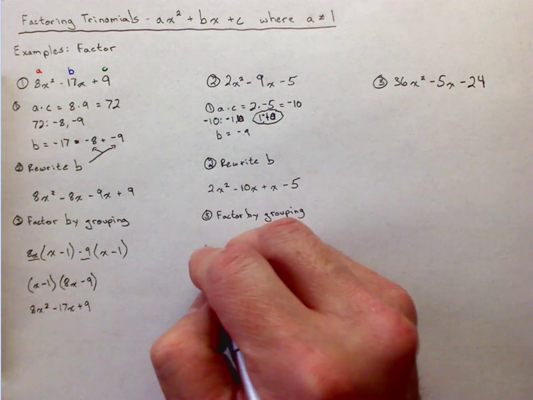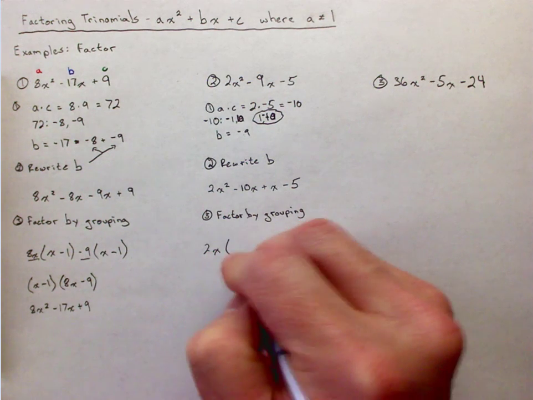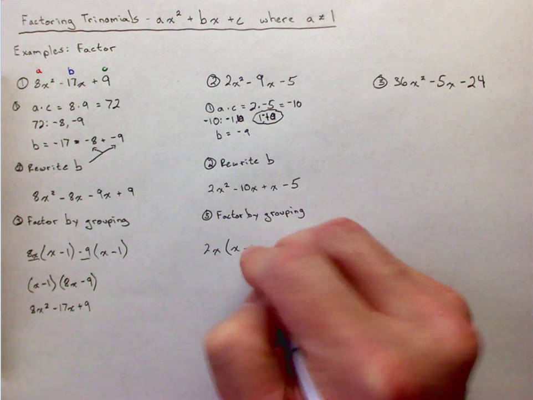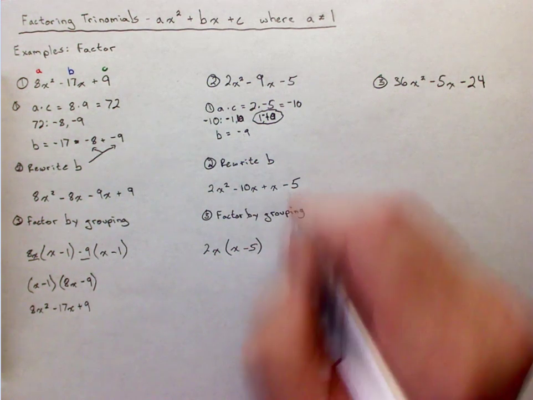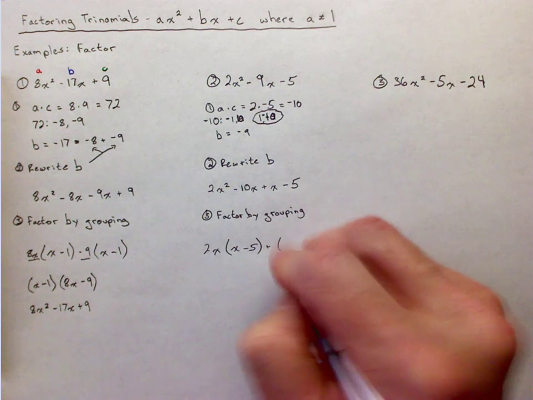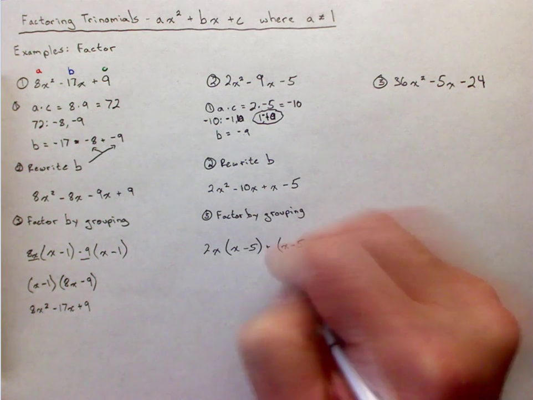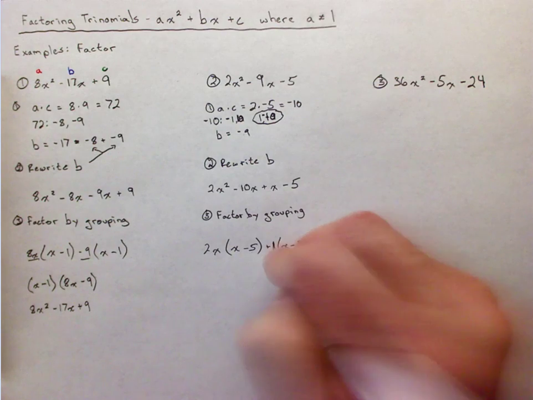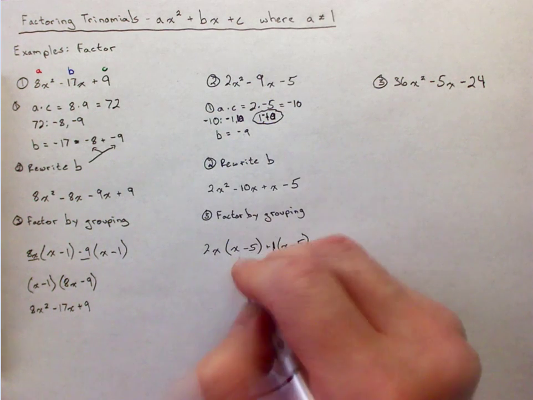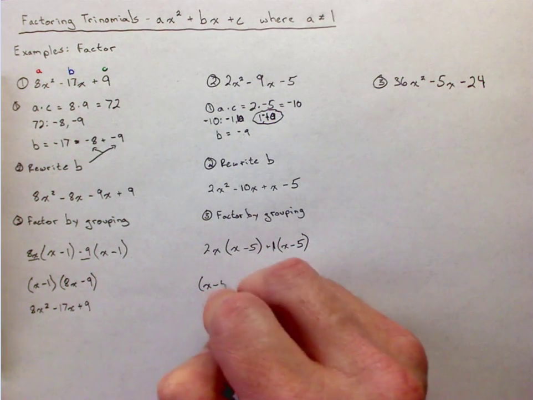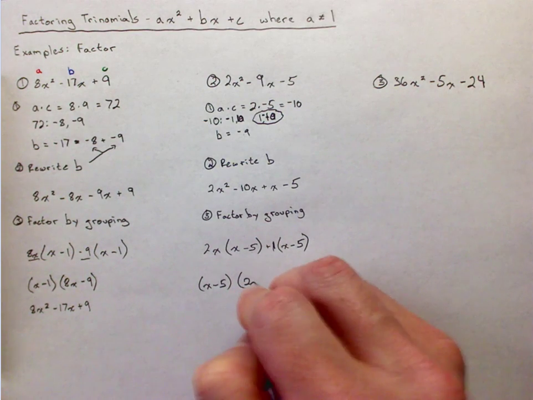So I will factor out a 2x from this. That leaves me with x minus 5. And here I simply have an x minus 5. So there's an understood 1 there. Factor out my x minus 5's, and I'm left with 2x plus 1.